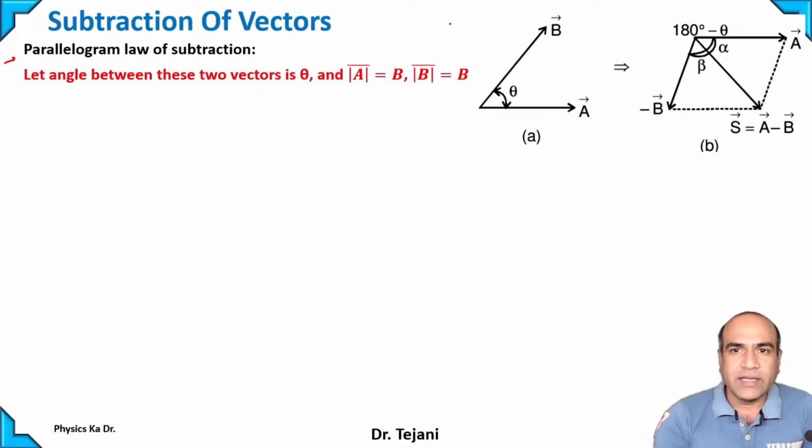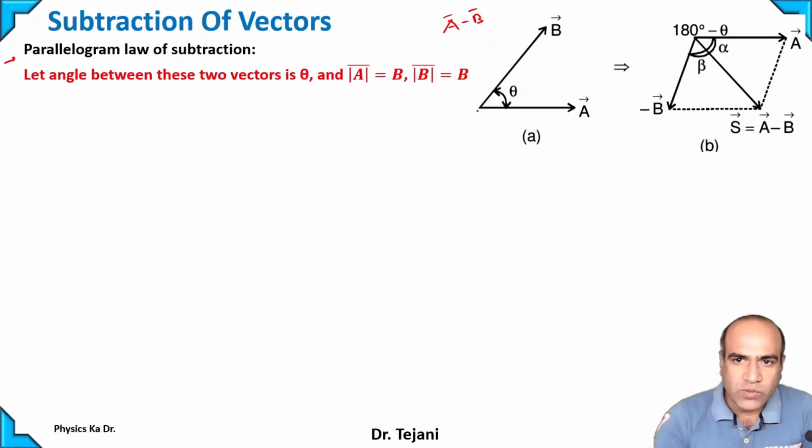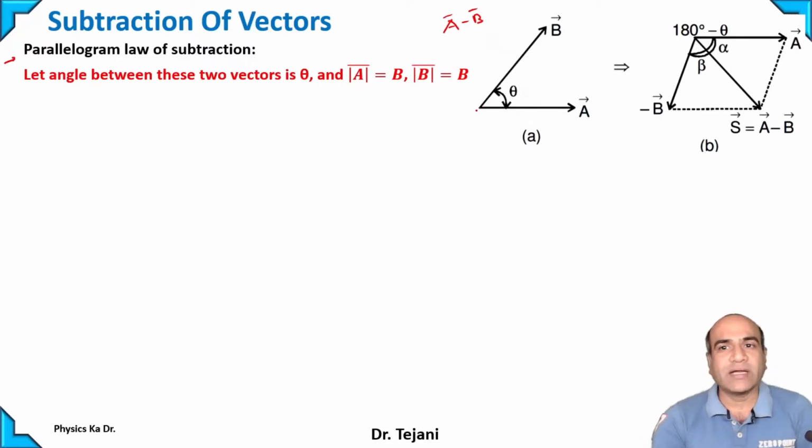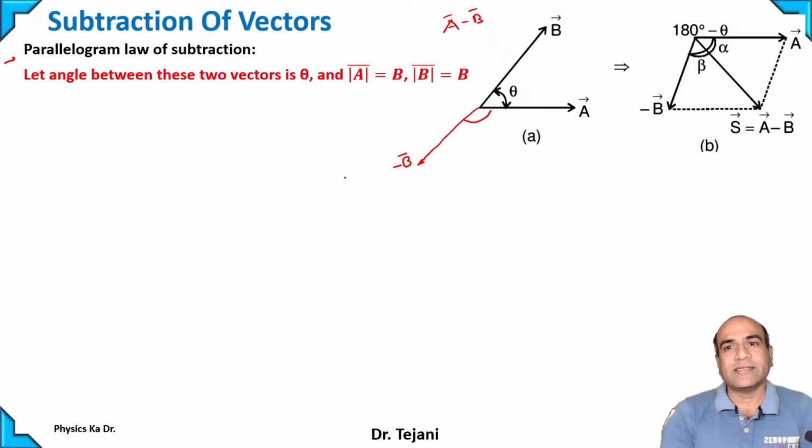Now, when we consider A minus B, that means it's a case of subtraction. We just need to change the direction of one of the vectors. Let us change the direction of B. That means it becomes a negative vector. And then we need its angle. This angle we require. How to calculate this angle?